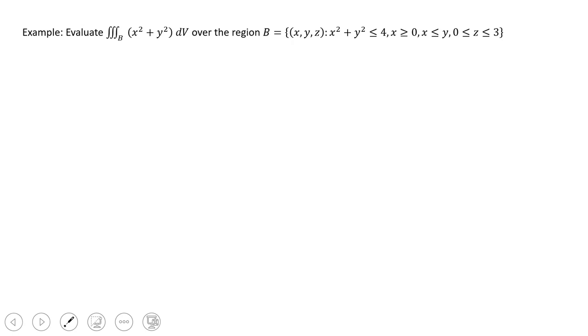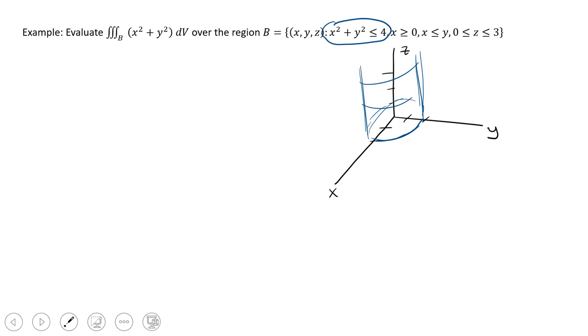All right, let's do one more. Let's see if we can evaluate the following integral over the region described. X squared plus y squared less than or equal to 4. X is bigger than or equal to 0. X is less than or equal to y. And z is between 0 and 3. And so once again, I'm going to draw a picture, see if I can visualize what kind of region we're integrating over.